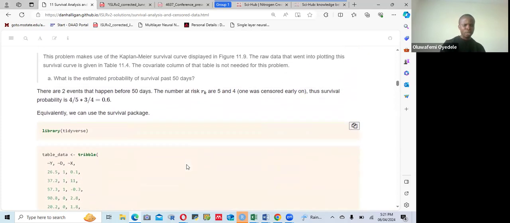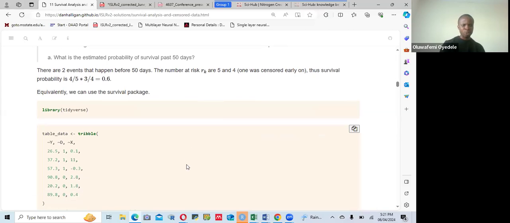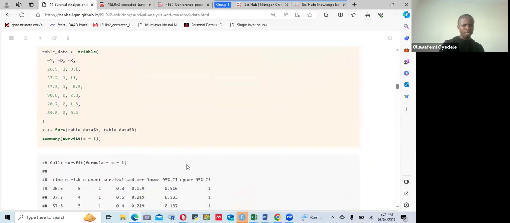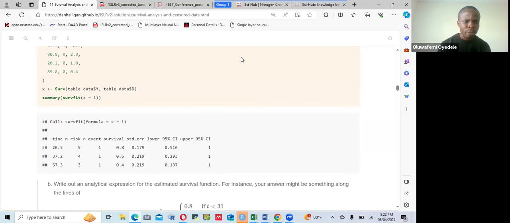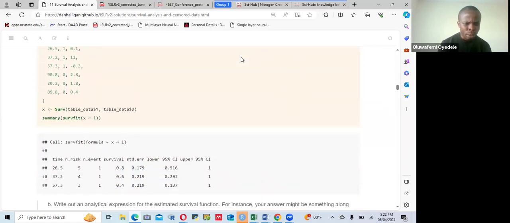In this case, they also use the survival package to derive their answer, where they use the tidyverse. They create a tibble, where we have Y, D and X. Then they create the function, the solve function, and pass in the variable table data, Y and D. Then they derive the summary from the objects which we created. Here we have X explained by 1. I think 1 is going to be like the intercept. Okay, so once they look at the summary, it gave us 0.660.